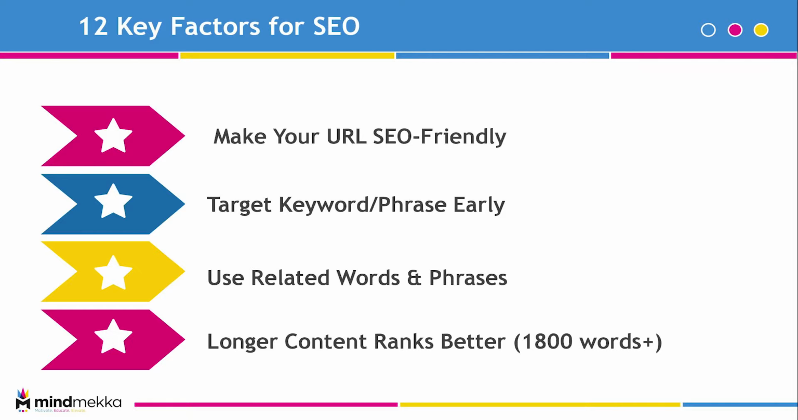Across all niches, as an average, when your content is at least 1,800 words or more, you have a better chance of being ranked in the top 10 for particular keywords and phrases.